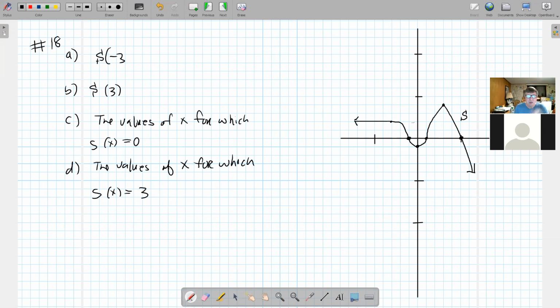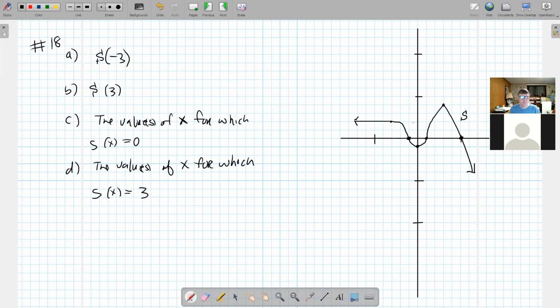Okay, now there's a slight difference in the directions on this problem. It says the values of x. So that implies there's going to be more than one input, more than one x value having the same y value. That's okay with a function. You can have two people with the same birthday, two inputs going to the same output.